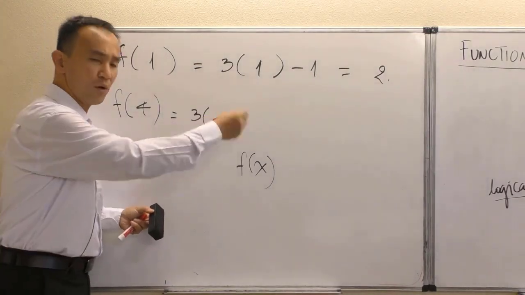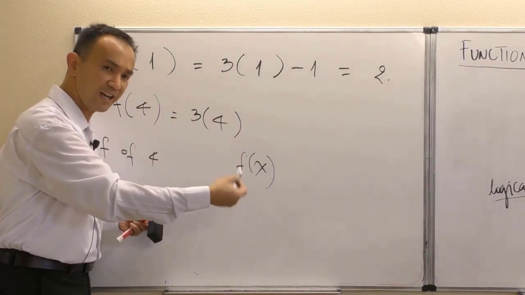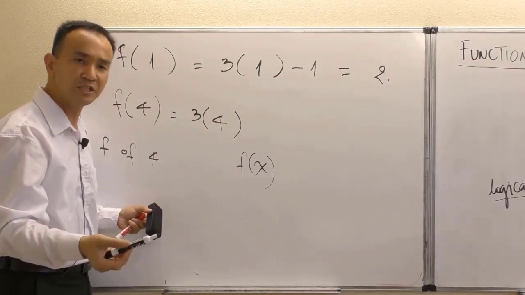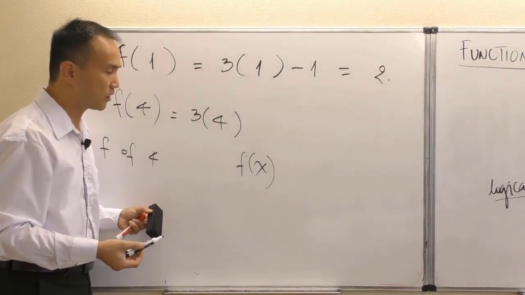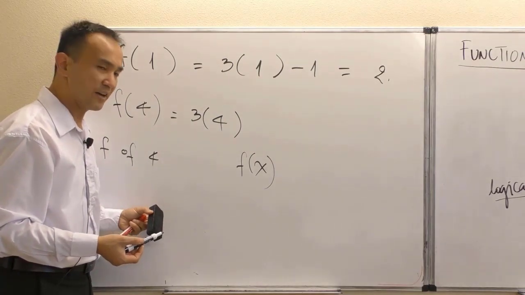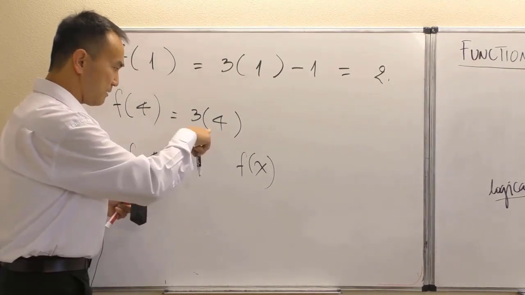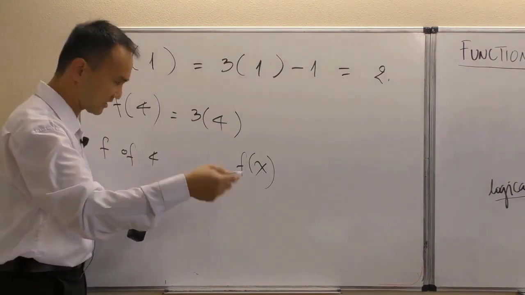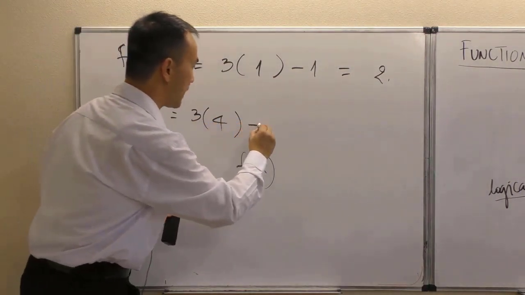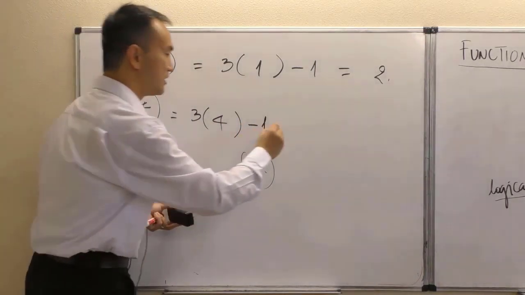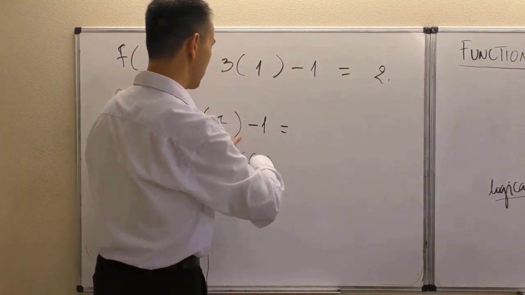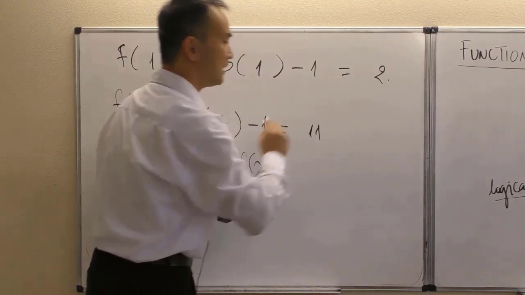I use parentheses here, and I highly recommend that my students use parentheses anytime you throw in a substitution, a value substituted for a variable. So 3 times the input, formally x, generally x, but now substituted by 4: 3 times 4 minus 1. Now we come up with the final value. 3 times 4 is 12, minus 1, that's 11.